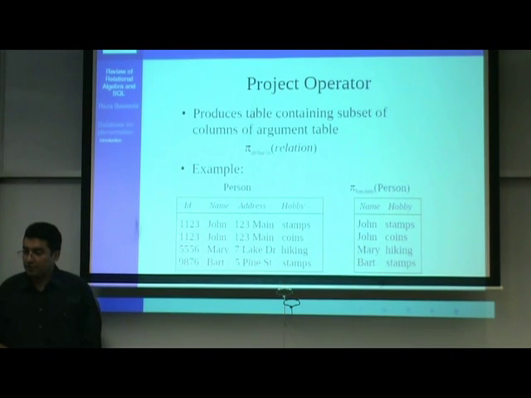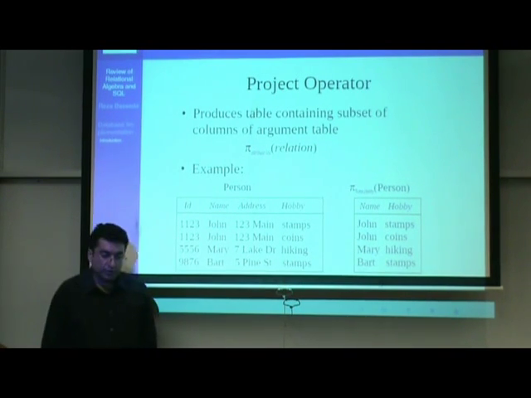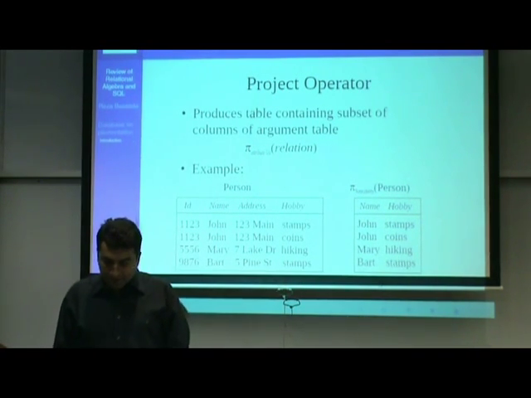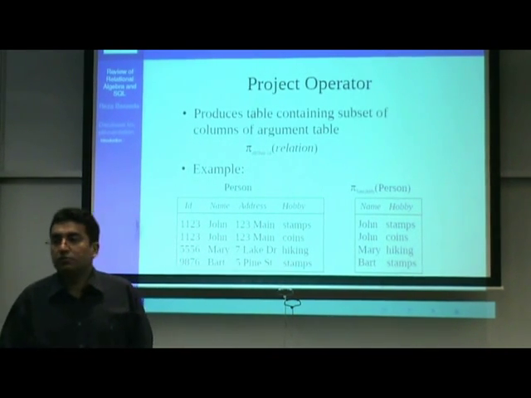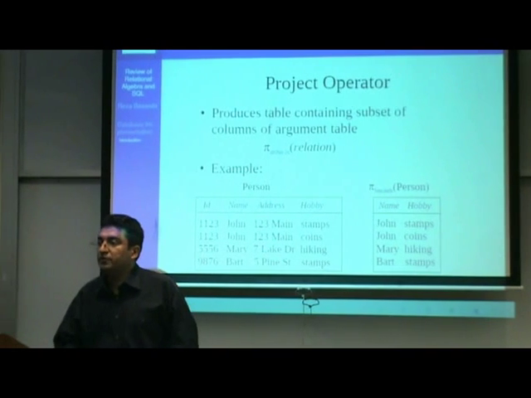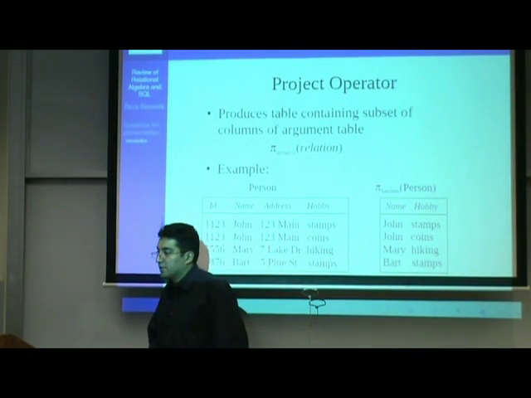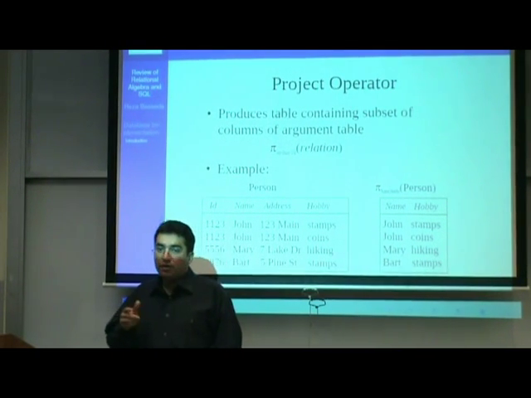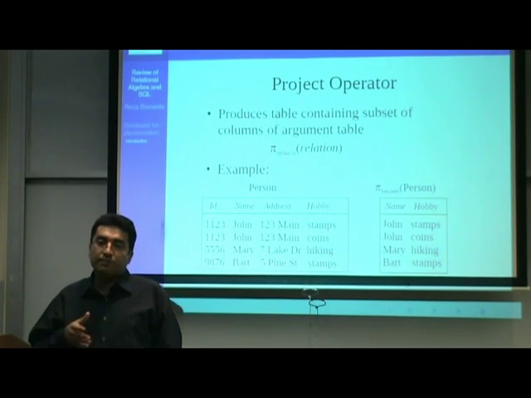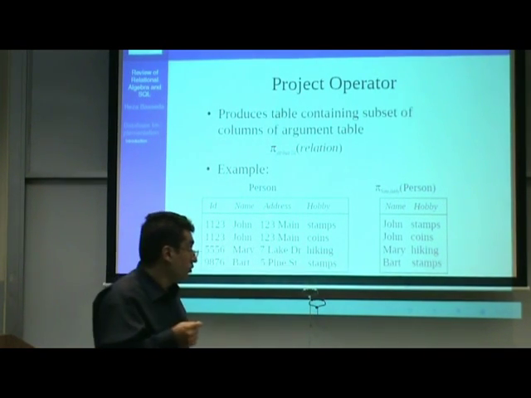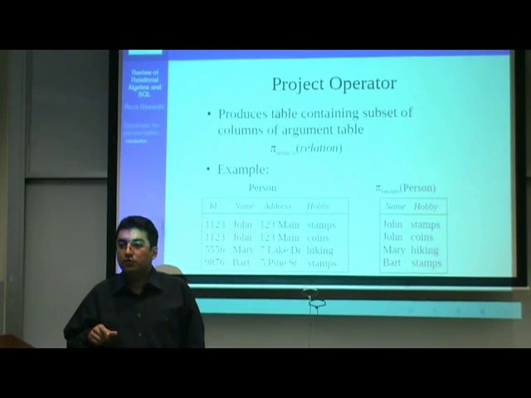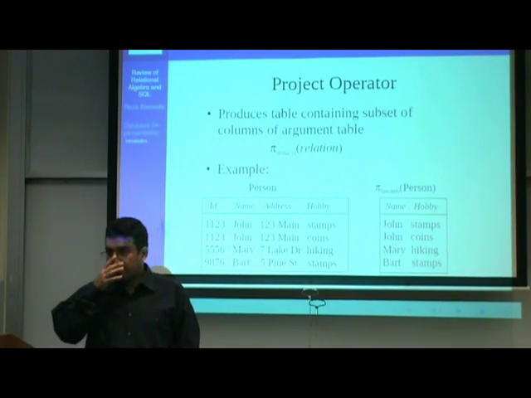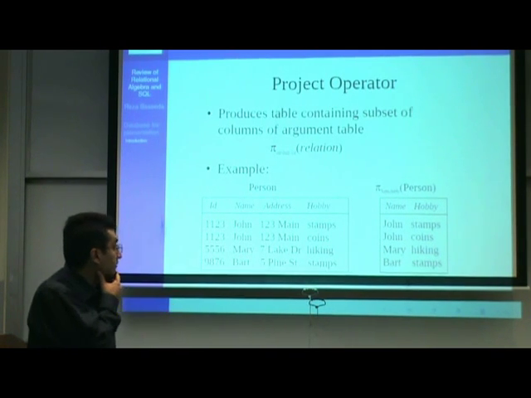Okay, the other important operator is the project operator. When you apply the project operator with some domain names, some column names, it creates a new table with the same number of rows but with a different number of columns. Is that true, that it always has the same number of rows?